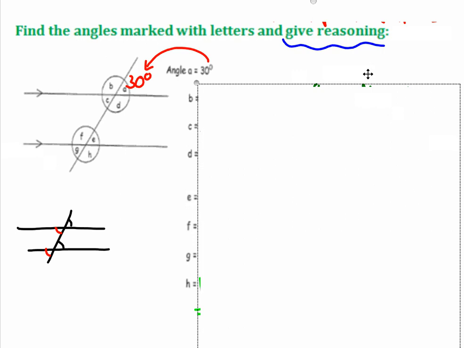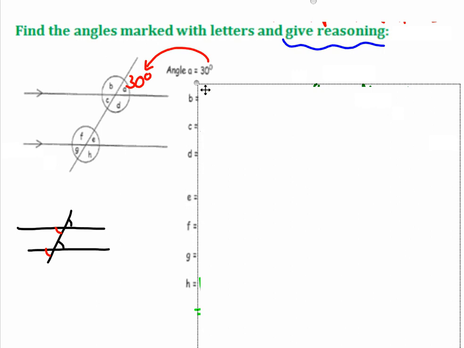So the reasoning could be vertically opposite angles are equal, corresponding angles are equal, alternate interior angles are equal, and co-interior equal 180. One thing the song didn't mention was adjacent angles. Adjacent angles, remember, are side by side and add up to 180. They've said angle A is 30 degrees. So let's go down in this order to work out B. How could you work out what B is if you know that A is 30 degrees? And what rule could you use?